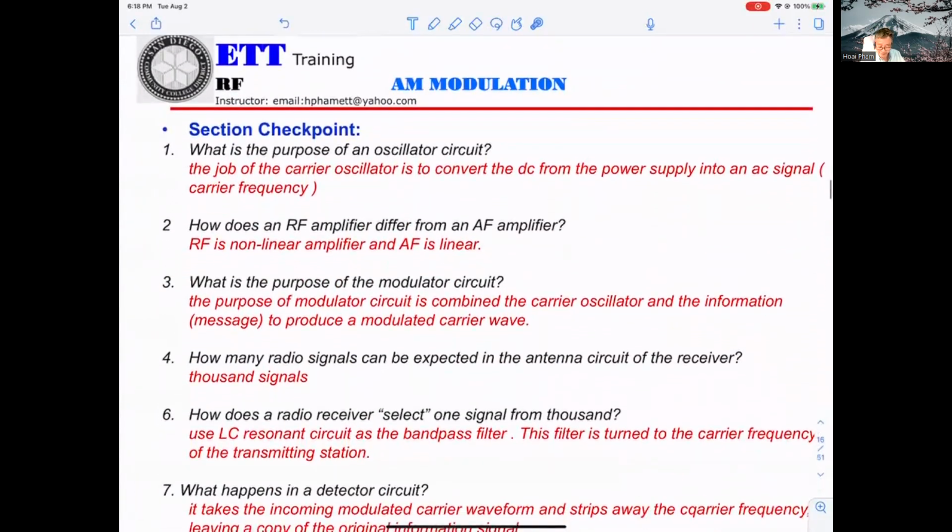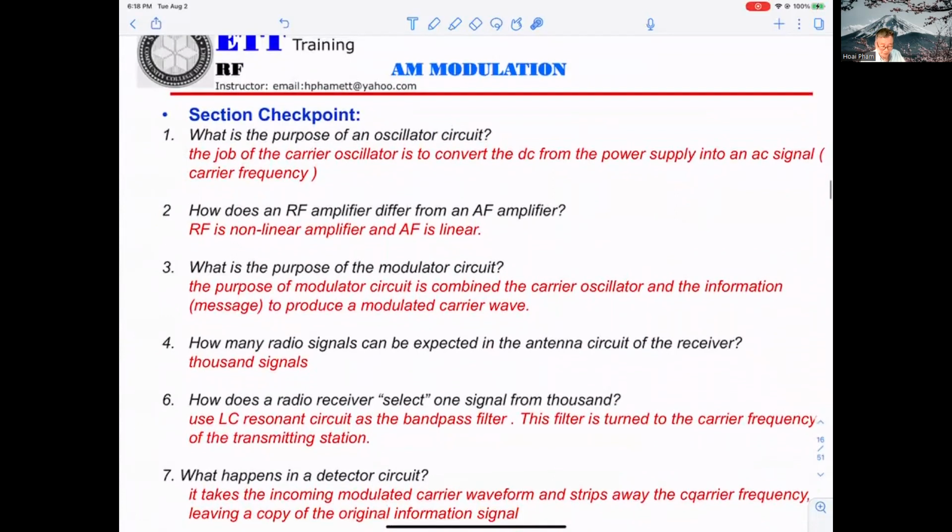Now, see what they said here. The thing is we don't have any screen, any tab on this section. So that's why I can give you the answer for you guys to read. What is the purpose of an oscillator circuit? The job of the carrier oscillator is to convert the DC from the power supply into the AC carrier frequency.